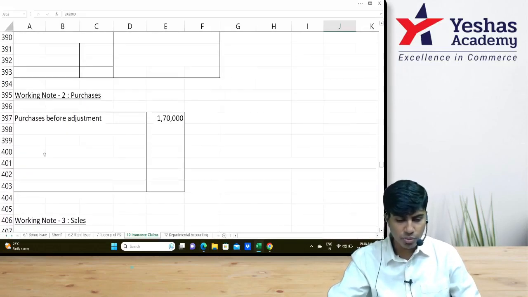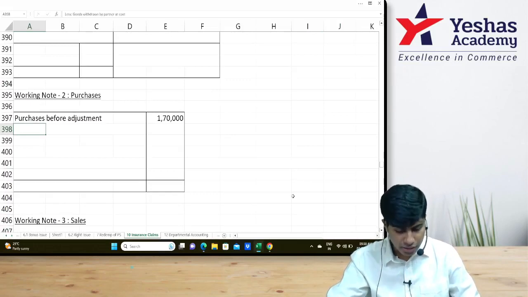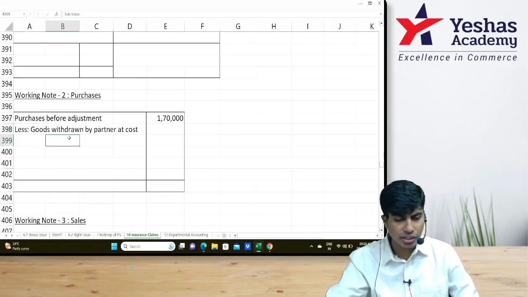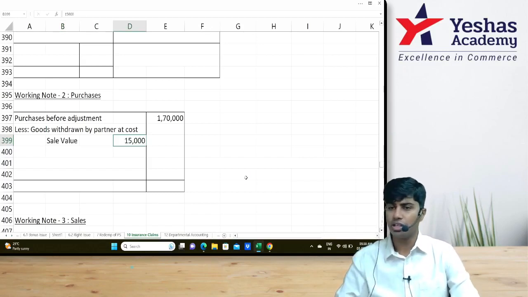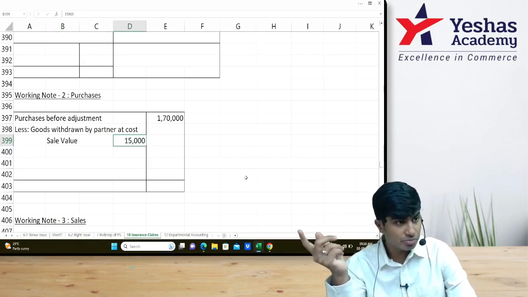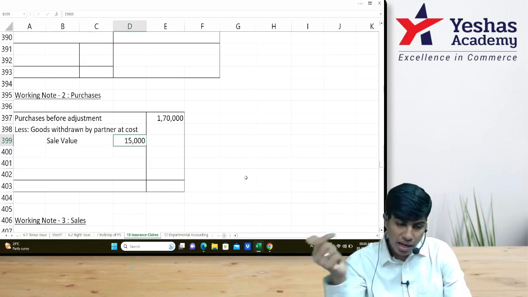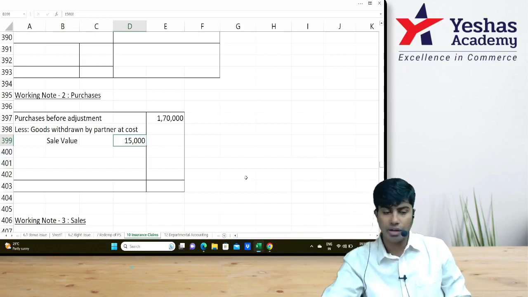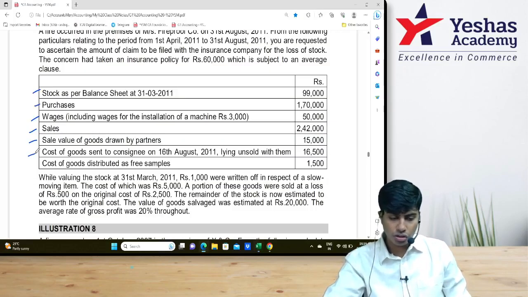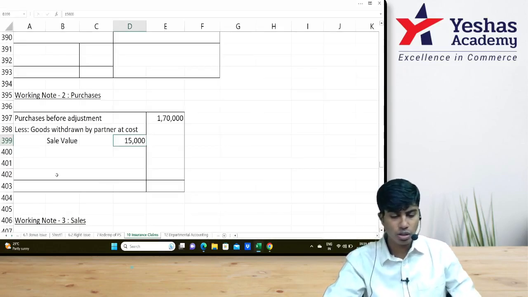So 15,000 has to be deducted from here, but it has to be deducted at cost. Sale value is 15,000. We don't know GP percentage. Once we read GP percentage, I'll deduct GP, arrive at cost and then deduct. We have not read it in the question yet, so I am waiting. After that, cost of goods sent on consignment, lying unsold, 16,500.